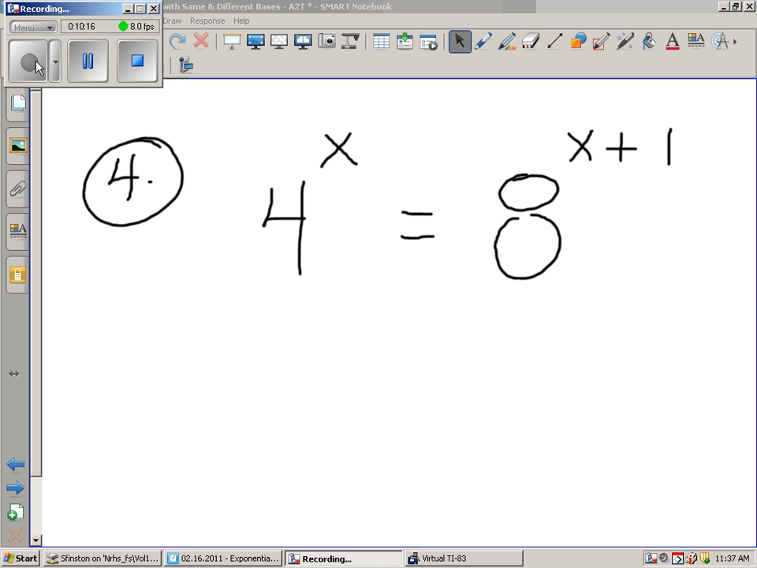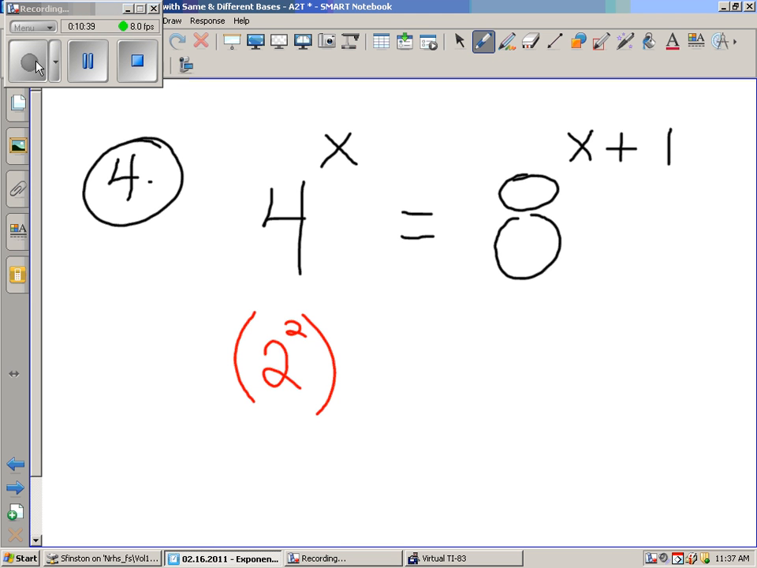Let's play again. And so now, check it out. You're given 4 and you're given 8. And the problem is that 8 can't be expressed as a power of 4. But maybe they have something smaller that they both could be re-expressed using. Power of 2. Very nice. What is 4 as a power of 2?